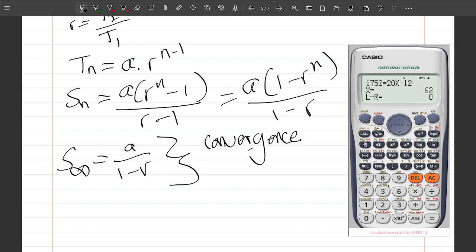Whenever they talk about convergence, just remember that a geometric pattern will always converge if your r is between negative 1 and 1. So your r has to be greater than negative 1 but less than positive 1. That's how you know that it converges.